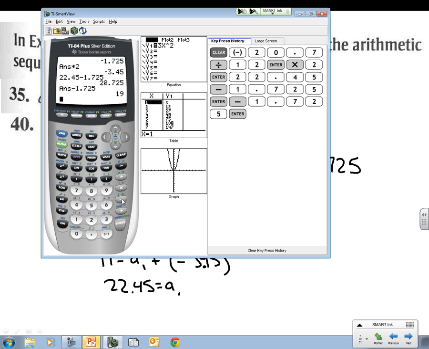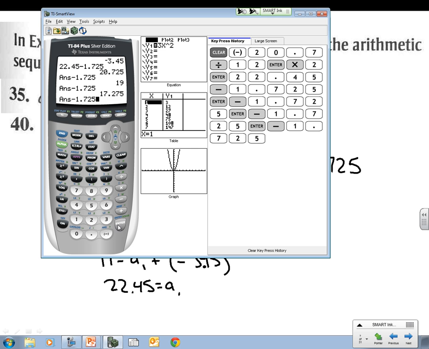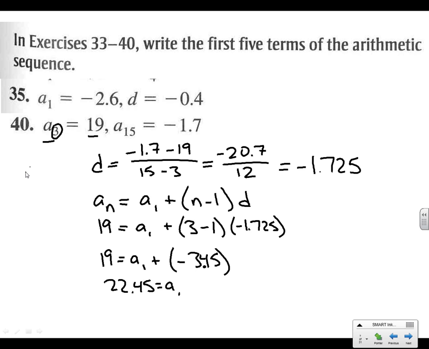Then 19, then 17.275. And lastly, 15.55. If I were going to do any more than 5 terms, substantially more, I would definitely go into the Y1, set it up, and then go into the table to spit these answers out. But it probably would have taken just as long to do that as to hit it 5 times in here and get our 5 answers. All right, let's keep going here.